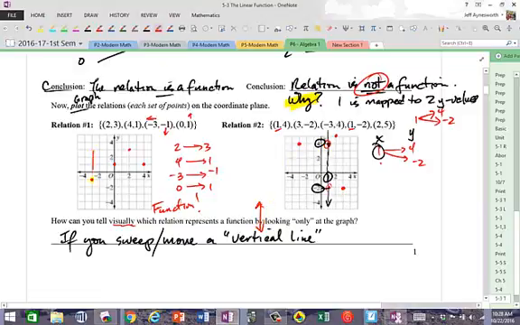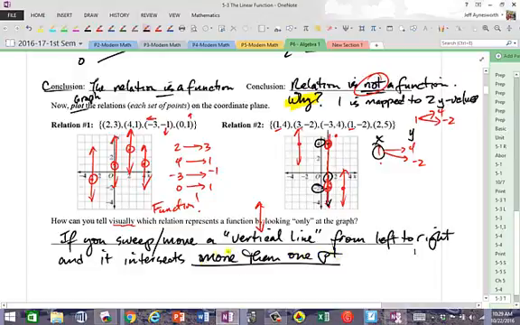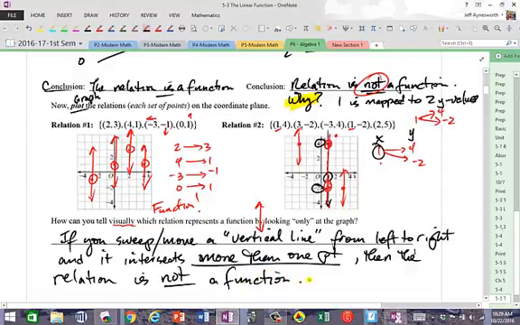See if I can draw a vertical line here, here, here, and here. Notice that they only intersect one point maximum. Right here it's one point, and over here it's one point. But here I intersected two points. So if you sweep or move a vertical line from left to right and it intersects more than one point, keyword more than one, then the relation is not a function. It's an easy way to tell whether a relation as a graph is not a function. If you intersect more than one point, then it's not a function.